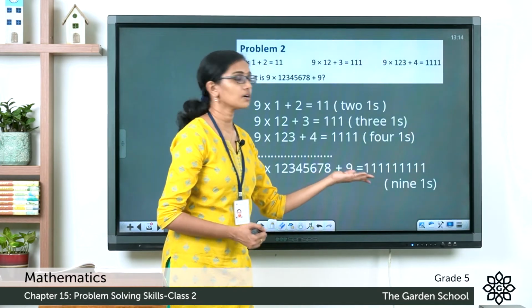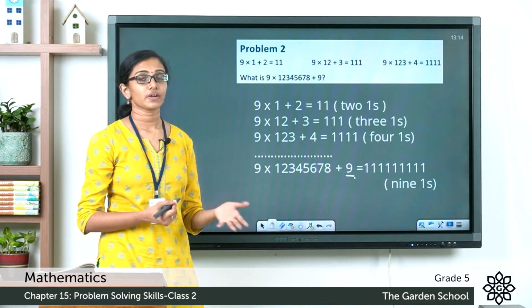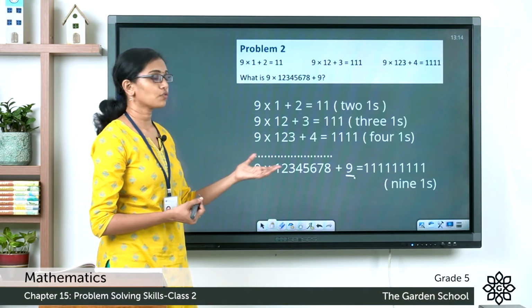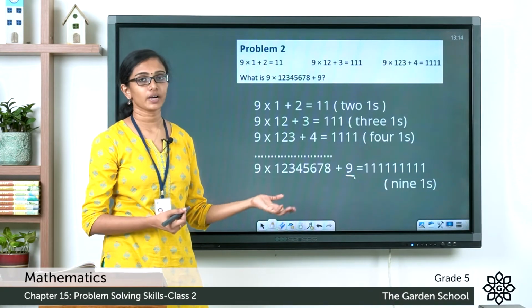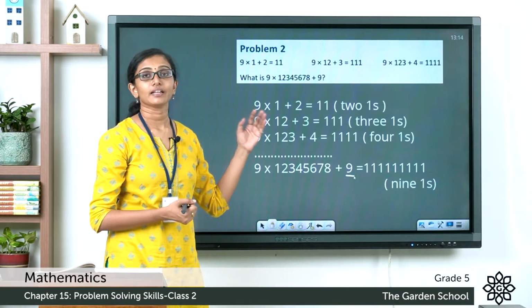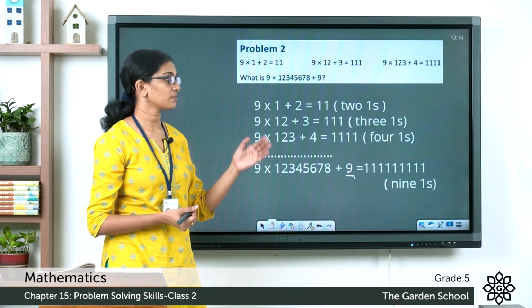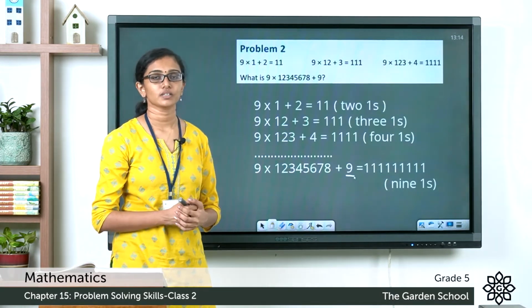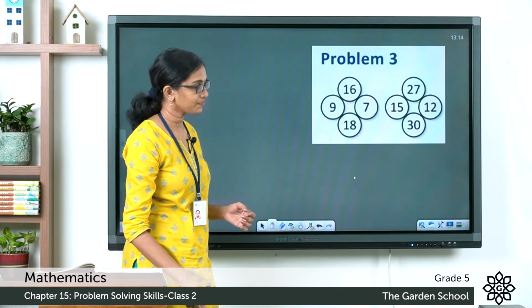So this will be the final answer. So we have read the question carefully, we looked for a pattern, we identified a pattern and the pattern rule, and then we found the solution. So we have got the problem solved. Now we'll see one more example.